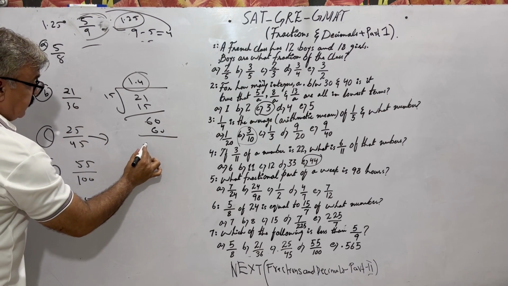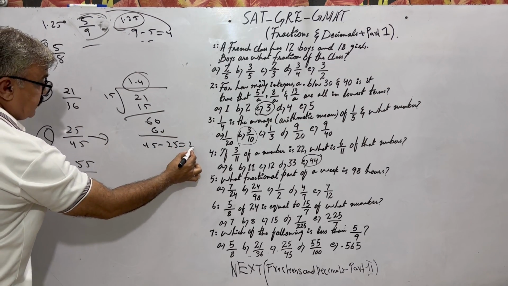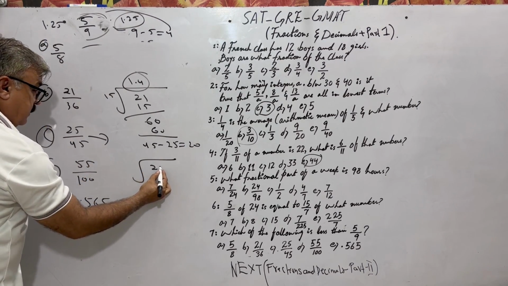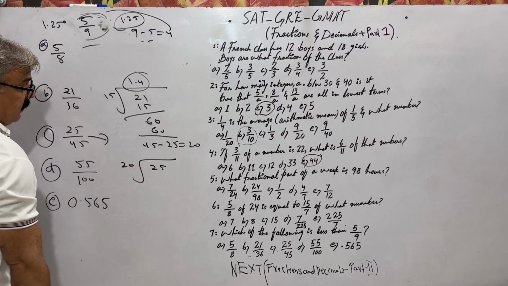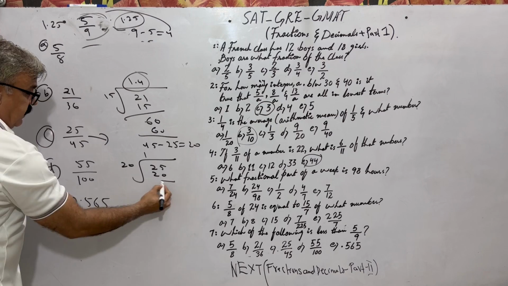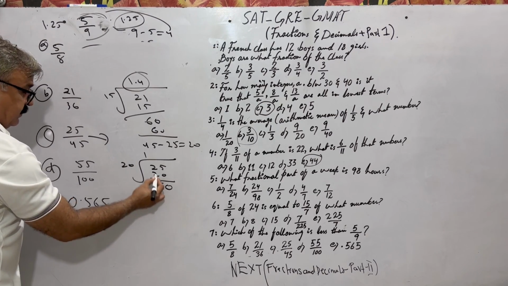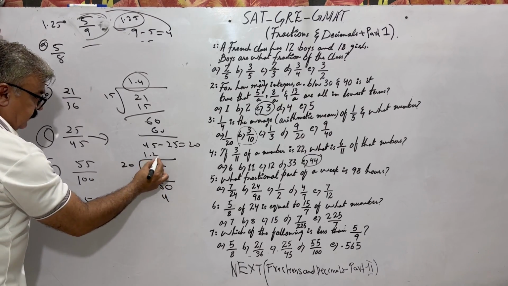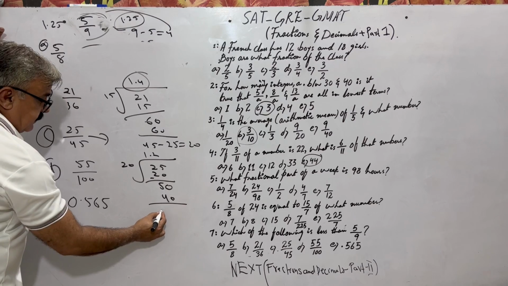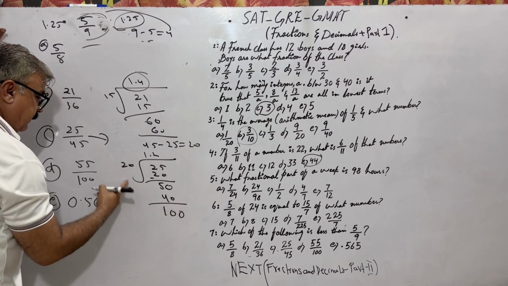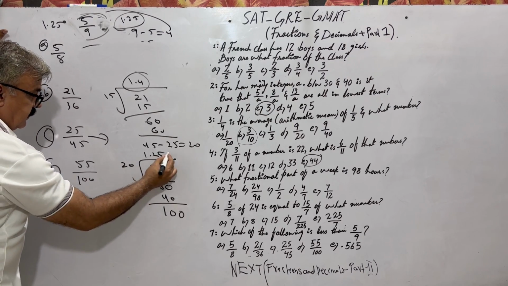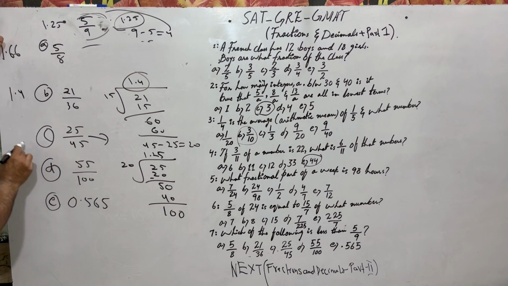Now 25 over 45. Their difference, 45 minus 25, is 20. Divide the numerator by this difference, 25 divided by 20. Apply the table: 1 time 20 is 20, subtract, I have 5, introduce 0, put a point here, 2 times 20 is 40, subtract again, 10, another 0, 5 times 20 is 100. That's my 1.25. So corresponding to this one, I have 1.25.